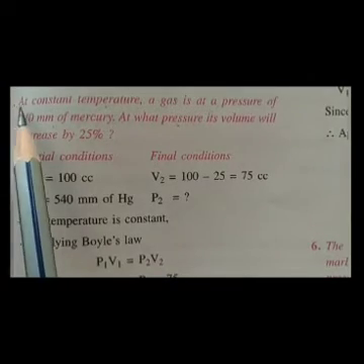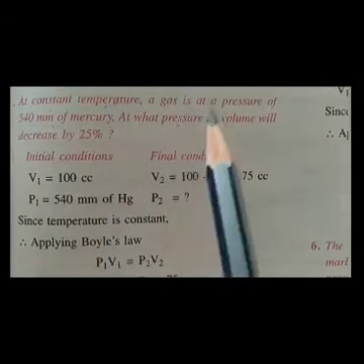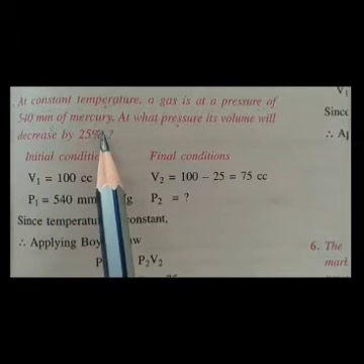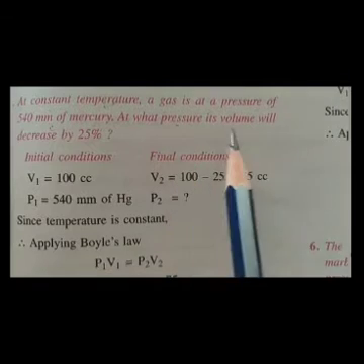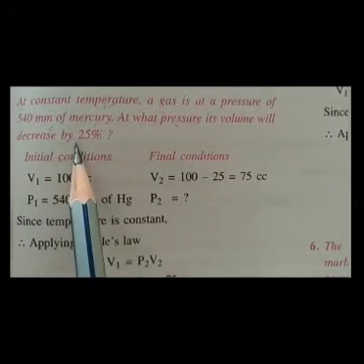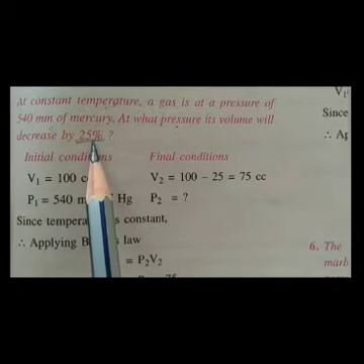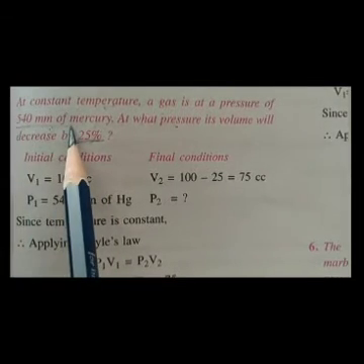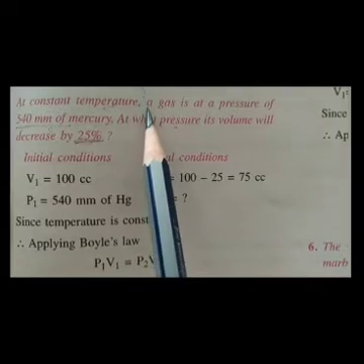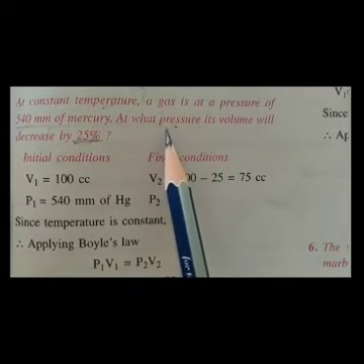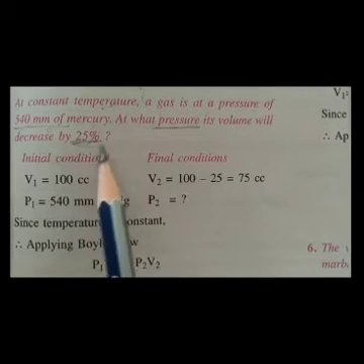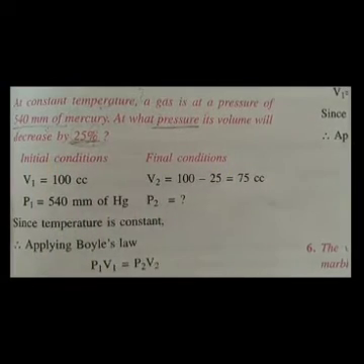Then moving on to the next numerical, we are given that at a constant temperature, a gas is at a pressure of 540 millimeter of mercury. At what pressure will its volume decrease by 25%? Now see here, we are just given the initial pressure. Volume is not given, and they are asking about the value of pressure when its volume is decreased by 25% of the initial volume.